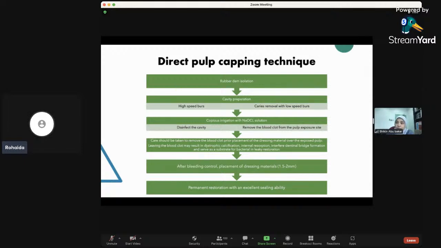Okay, after you get the hemostasis, once you can control the bleeding, then you can place your dressing materials, by means of MTA or calcium hydroxide or Biodentine. The ideal thickness is 1.5 to 2 mm, and straight away, on the same visit, please make sure that you are able to put in your permanent restoration. Because if you delay it, again, it will compromise the prognosis of the tooth.